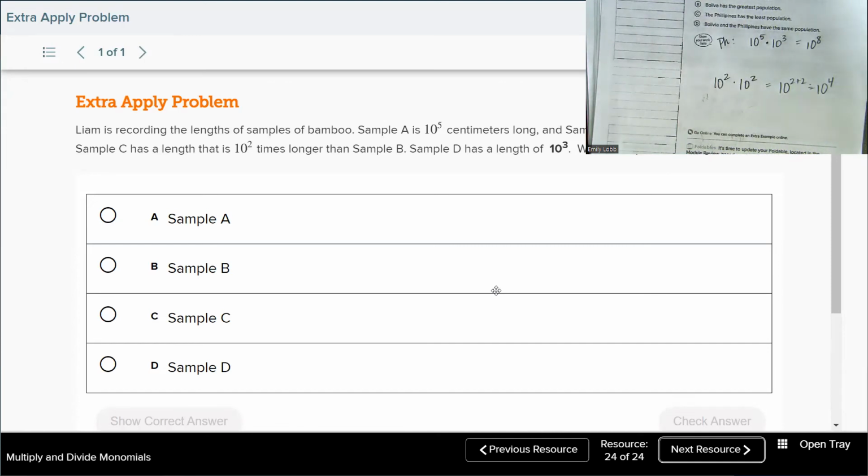Too fast, too slow? How are we feeling? Are you awake? Yeah. All right.